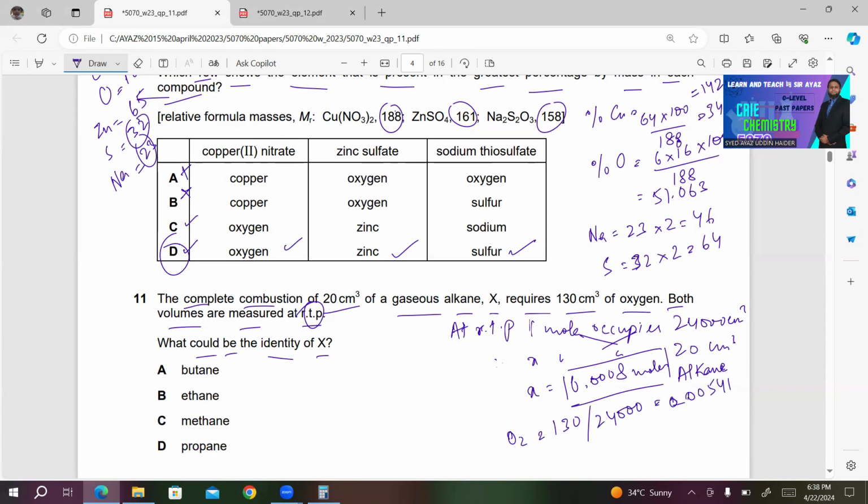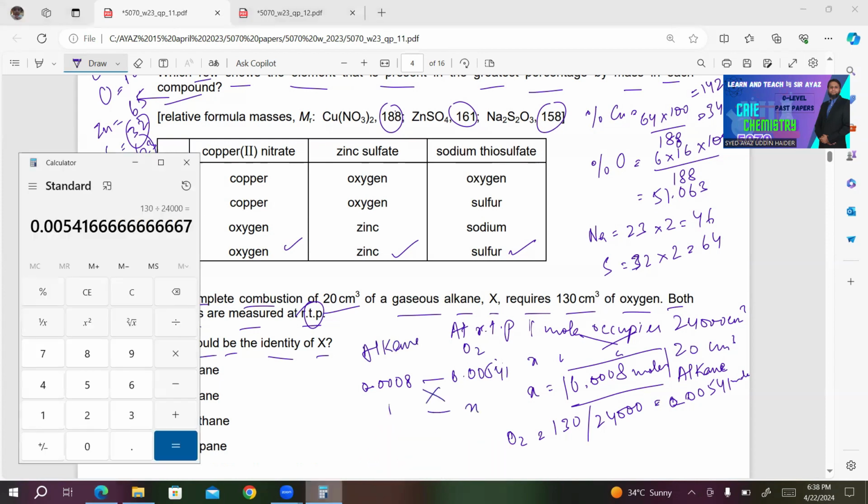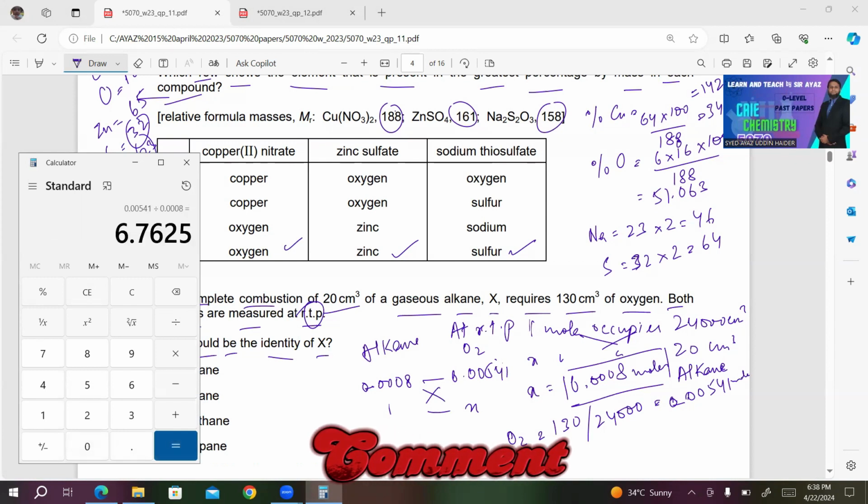Now let's calculate the oxygen for 1 mole of alkane. These are the moles. 0.0008 of alkane reacting with 0.00541 of O2. 1 mole of alkane reacting with X mole of O2. 0.00541 divided by 0.0008 gives 6.7625.